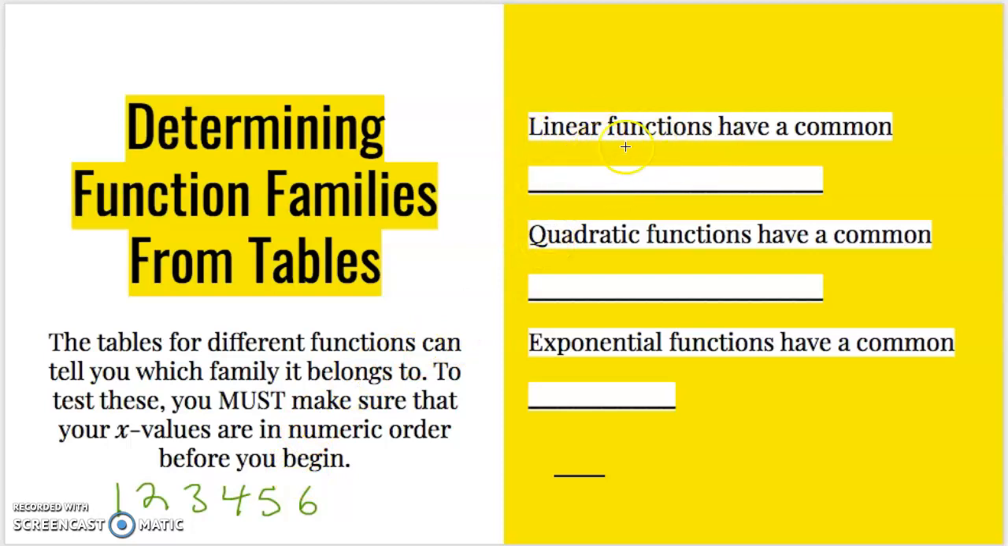Linear functions, to be able to recognize them, have what we call a common first difference. And a first difference means that the differences between your y values are all going to be the same. Quadratic functions have a common second difference, which will almost look like a second layer from our linear functions. And then exponential functions have what we call a common ratio, which is multiplication or division by the same number.